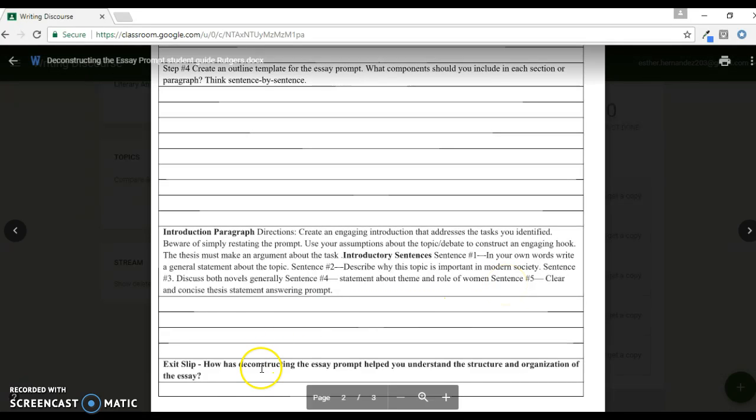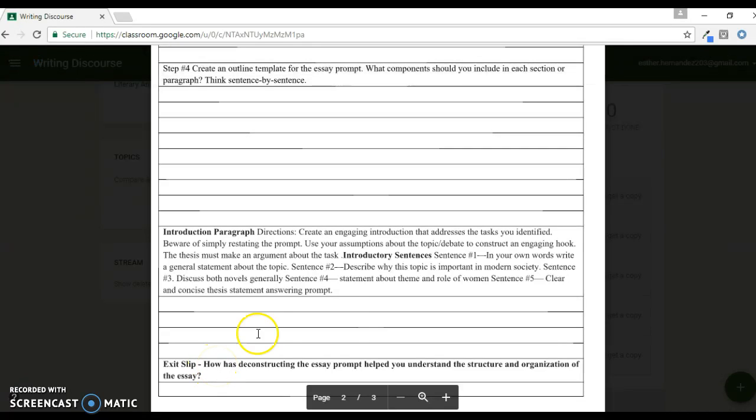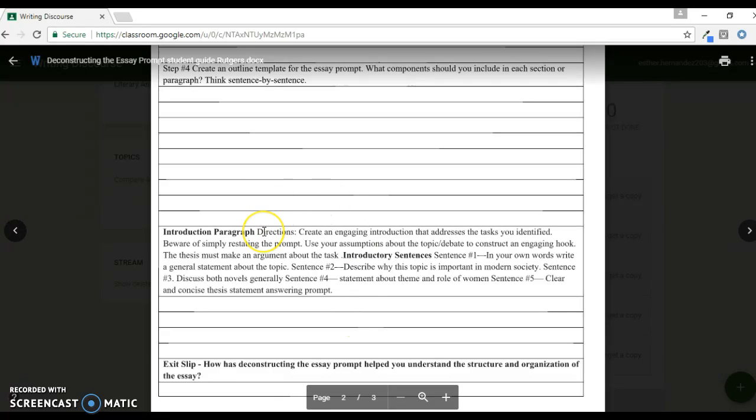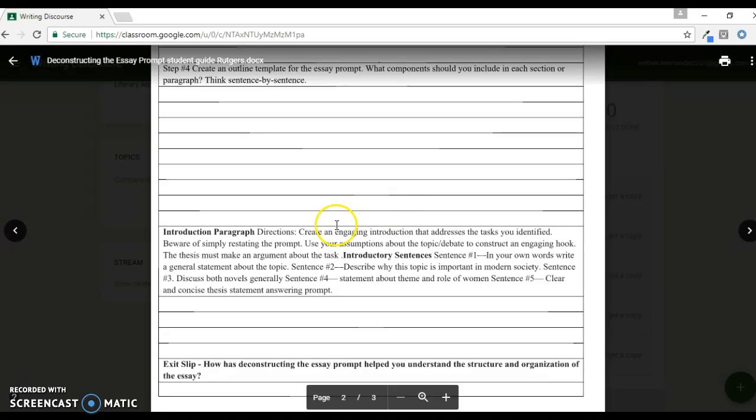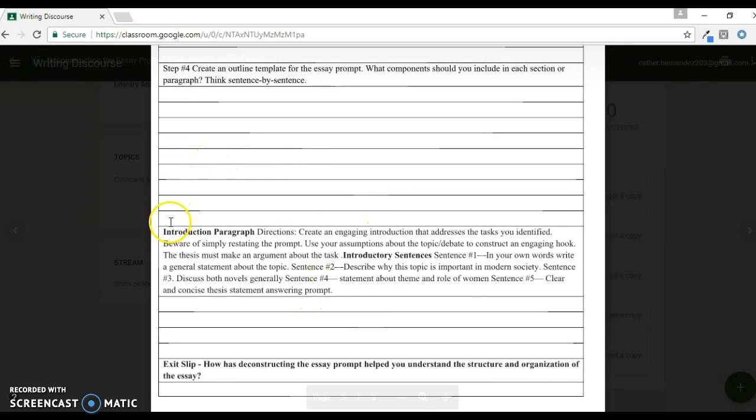And then their exit slip, which is their metacognitive thinking. So how has deconstructing the prompt helped you? How has writing the introduction helped you? So this is where students are getting a start. At this point, students have their thesis statement and they should have their introduction.